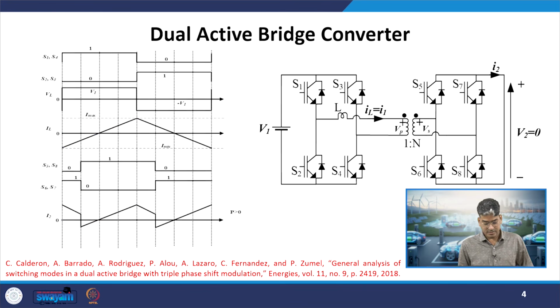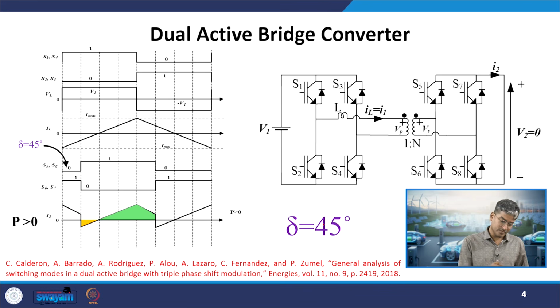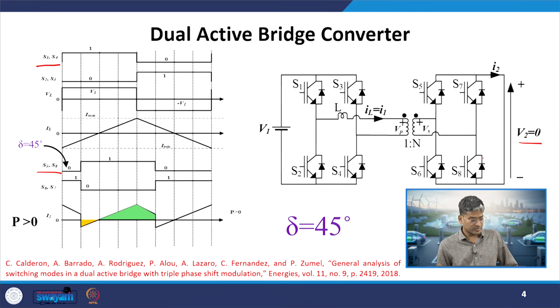Then we have seen the case where our delta was equal to 45. So, what is the meaning of this 45? If I mark S1 and S4 as my reference gate signals, the corresponding switches on the secondary side are delayed by 1 division or 45 degrees. Or if I see the voltage generated by these two bridges, I will see that they are delayed by 45 degrees. As of now, we have assumed V2 to be 0. When we go into the actual operation, we will see this.